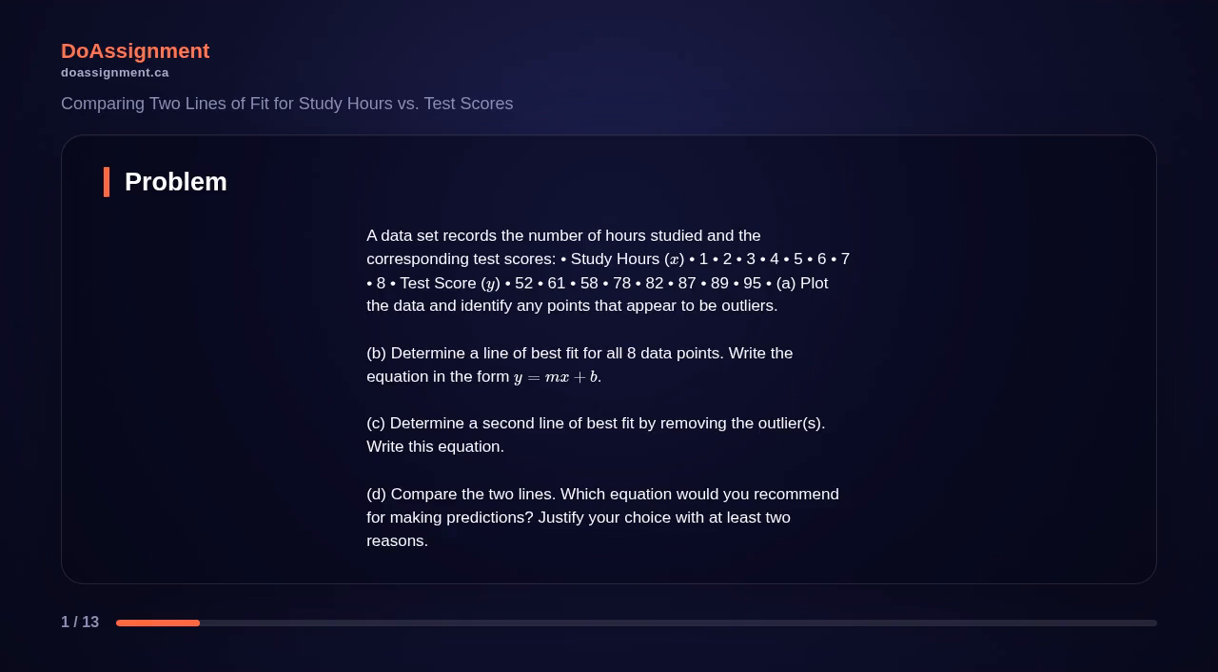A dataset records the number of hours studied and the corresponding test scores. Study hours go from 1 to 8. The test scores for those hours are 52, 61, 58, 78, 82, 87, 89, and 95.